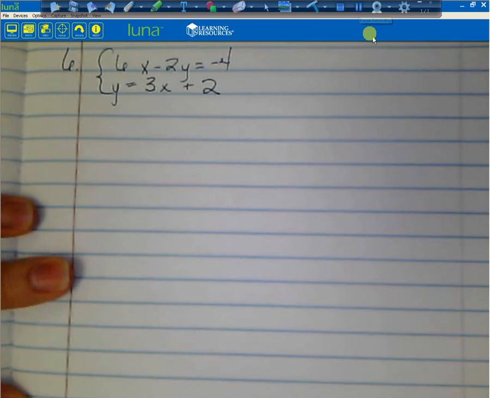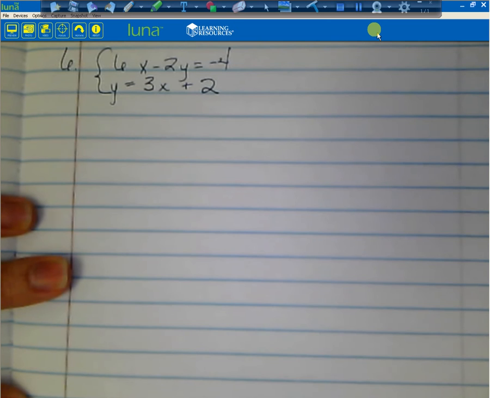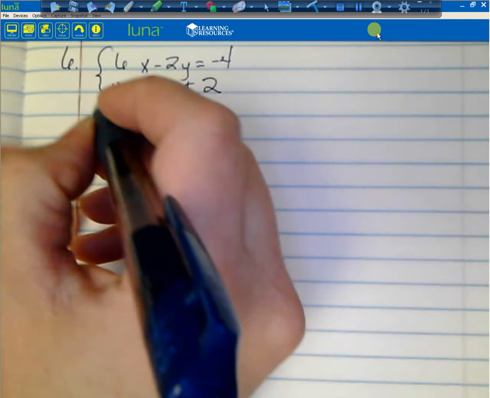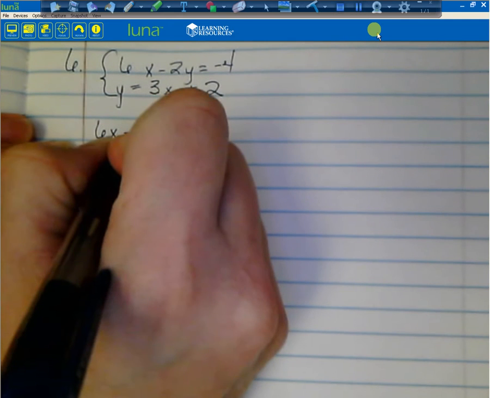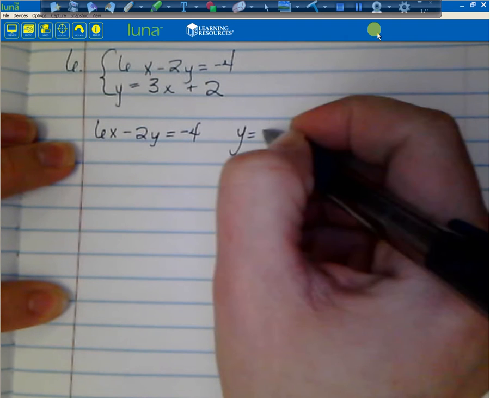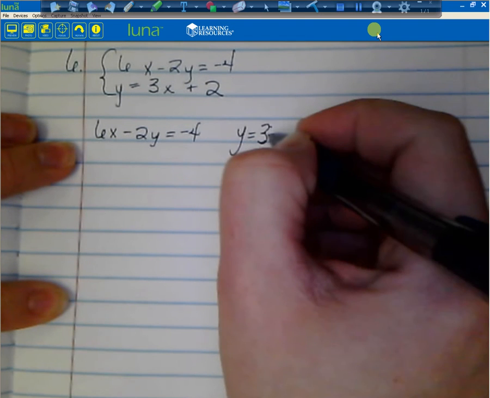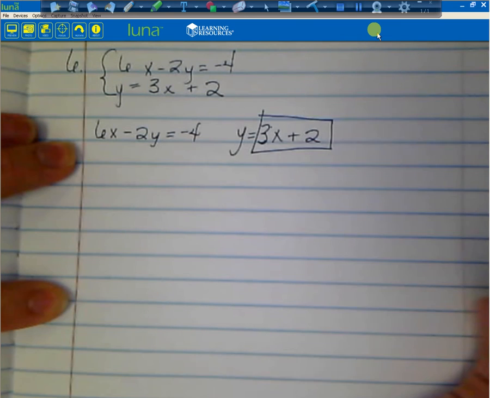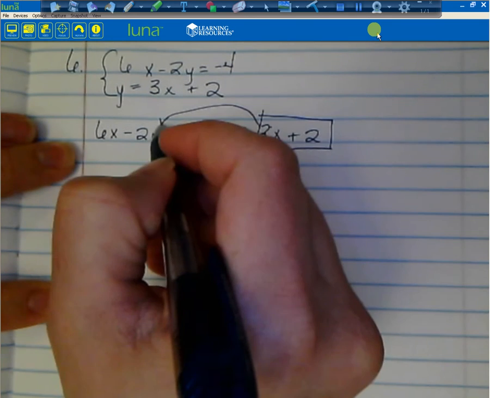All right, number 6. Your first equation is 6x minus 2y equals negative 4. Your second equation is y equals 3x plus 2. The first thing we're going to do is write them side by side. 6x minus 2y equals negative 4, and then y equals 3x plus 2. My y is solved for here, so I'm going to draw a box around that, and I'm going to come over here and plug that in for y.